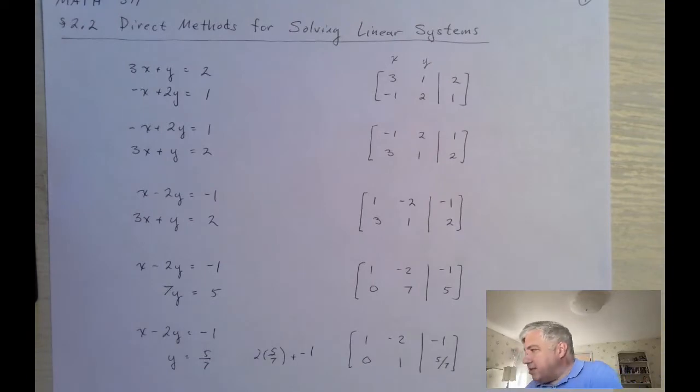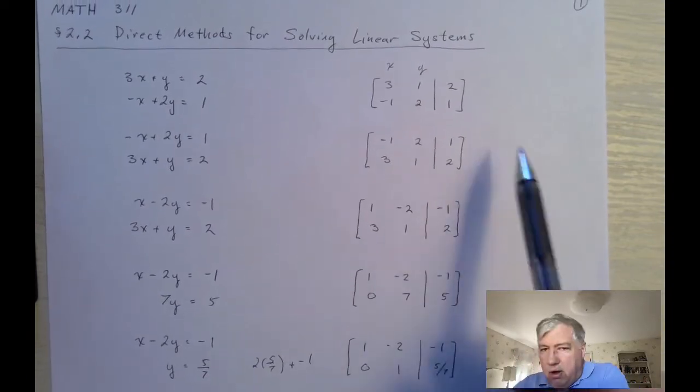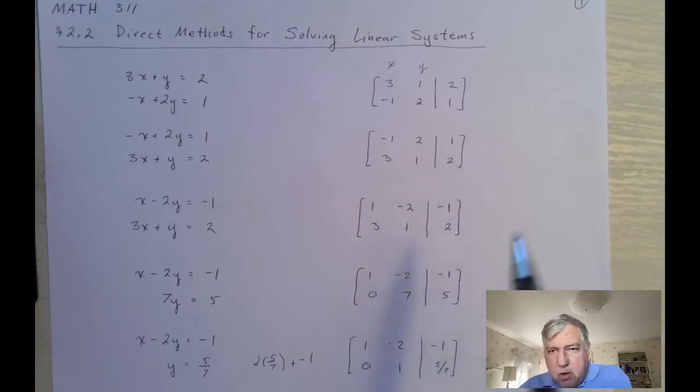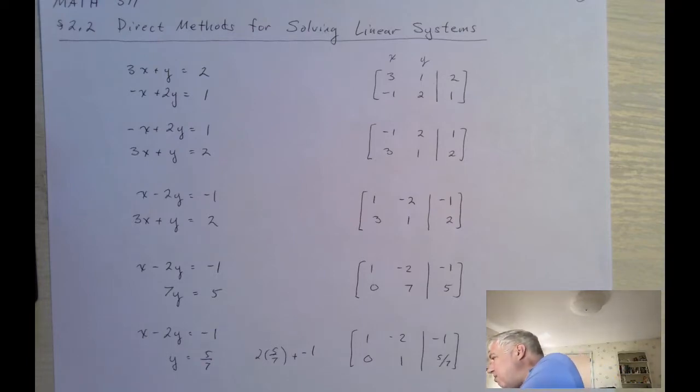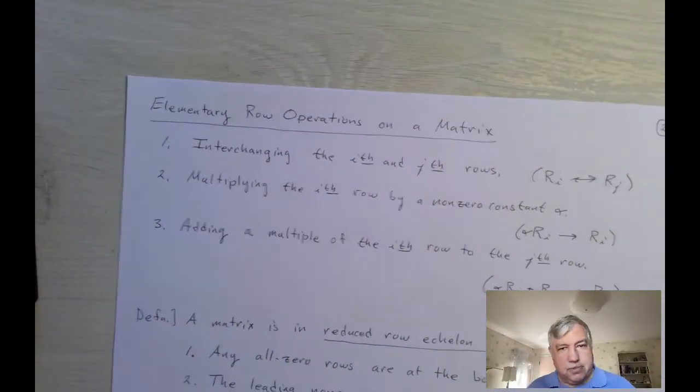Okay, so this leads us to, now notice that in all of these cases, we were either interchanging rows, or multiplying one row by a non-zero constant, or multiplying one row and adding it to another row. Okay, so those are precisely what we call the elementary row operations on a matrix. That's what we have here.